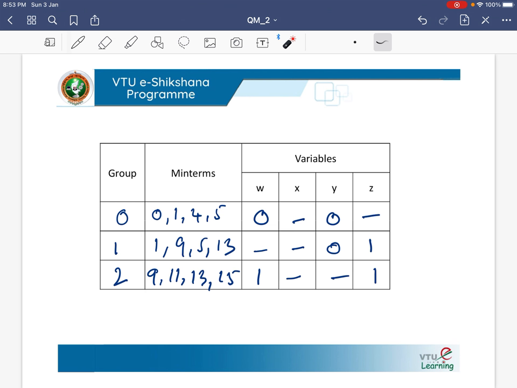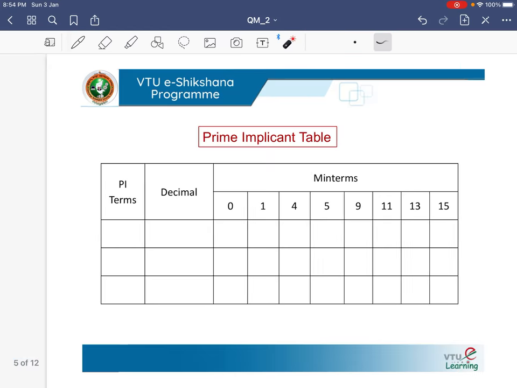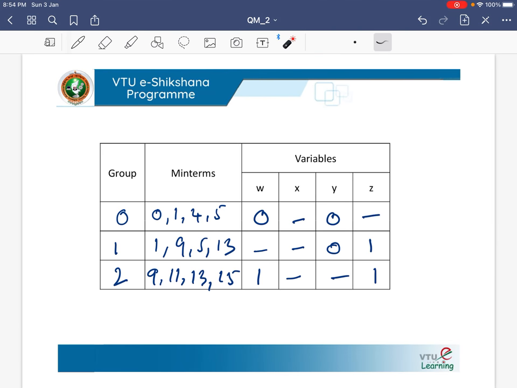In the next step, that is in the prime implicant table, we have the PI terms and the decimal list. And these all are the minterms which are given in the problem. The PI terms are nothing but whichever terms you have here. That is, we have the minterm list as 0, 1, 4, 5. And if you see here, W is 0 and Y is 0. So this 0 and this 0 can be written as W bar, Y bar. In this group, you can write it as Y is 0, Z is 1. Therefore, this has to be Y bar Z. And in the last group, W is 1, Z is 1. And this can be written as W and Z.